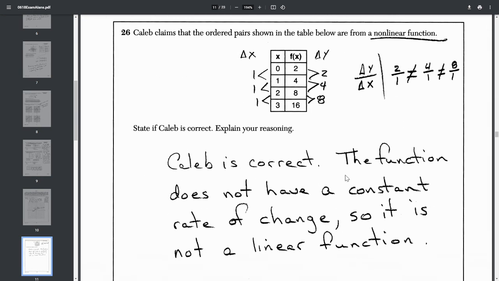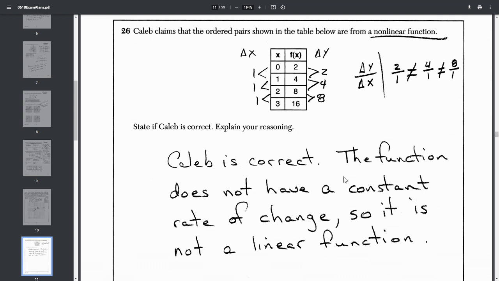All right, number 26. Caleb claims this is non-linear. If it's linear, then that means that the y's are going to go up at a constant rate. The x's are going up at a constant rate. The y's also need to go up at a constant rate. If this was linear, then the x's keep going up by 1, and the y's would need to keep going up by 2, or they need to keep going up by 7. They keep going up by a different number. That means this is non-linear.